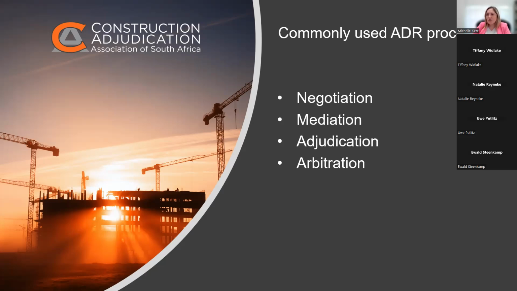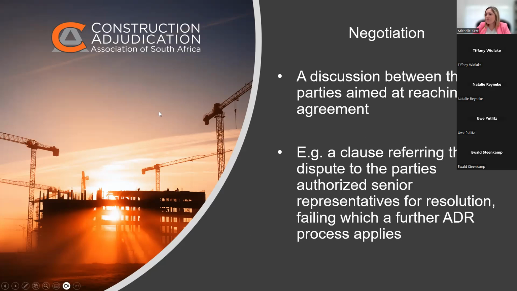Negotiation is usually slipped in there, let's see, a little more subtly. It's generally just a discussion between the parties aimed at reaching agreement. So note, we're talking about between the parties. There's no third neutral party involved yet. We're just saying the parties will have a discussion about this dispute and see if they can resolve it.